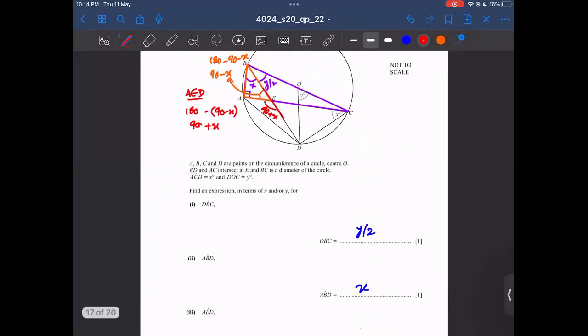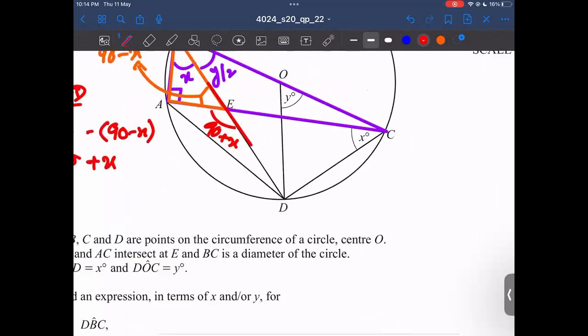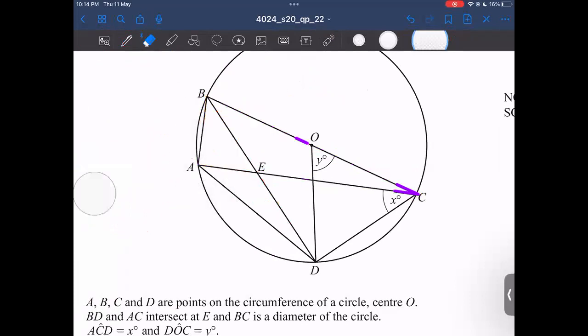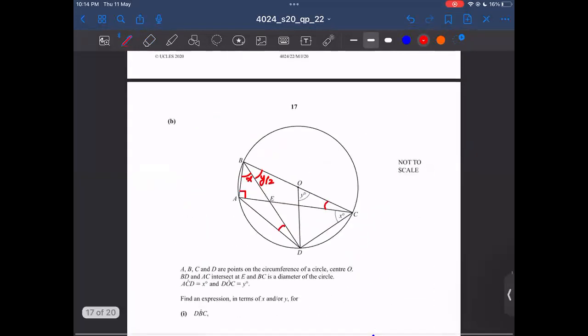What is the BDA angle? They're asking about this angle. Now let's just redraw this one. I'm just writing down the angles again. This one is y by 2, this one is x, this one is 90. What if I ask you what is this angle? We need to find out this angle, BDA, sorry. But we are finding out this value.